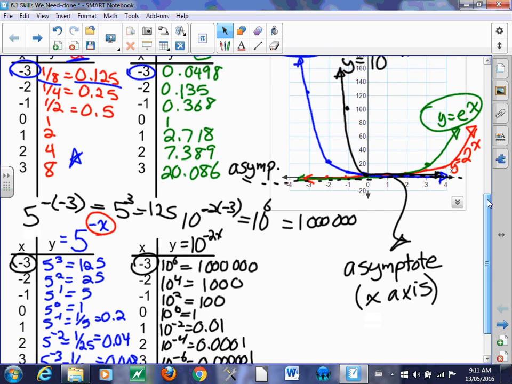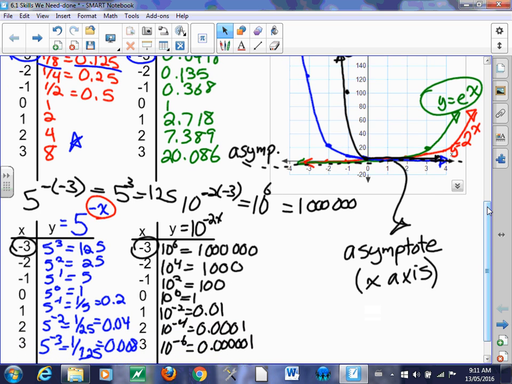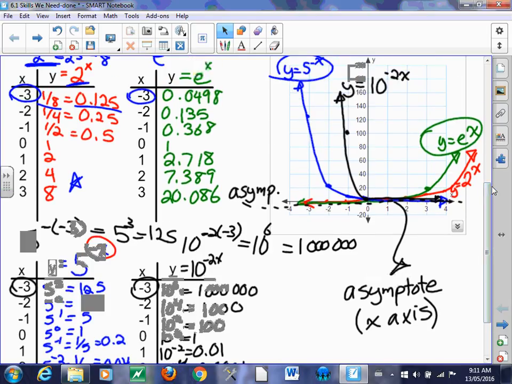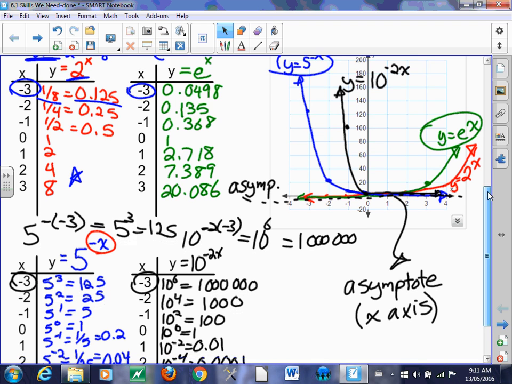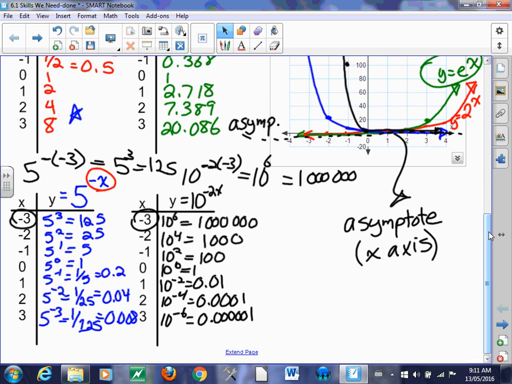Taking a look at that graph again, because the exponent is negative 2x, it's a bigger exponent. That means it's a steeper decay. Cool. So again, this is just one type of function we're going to be taking a look at throughout the unit. We'll be taking a look at others.